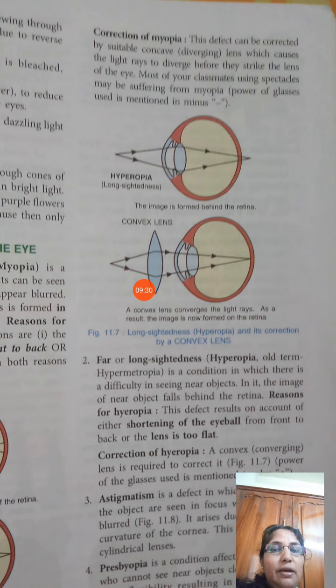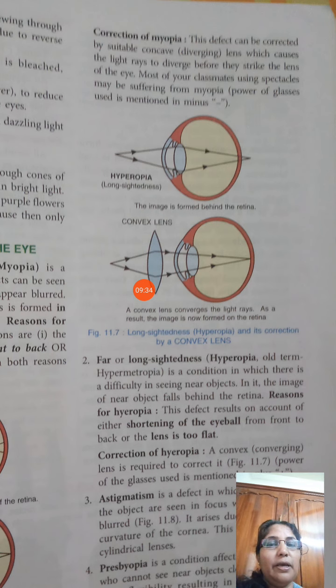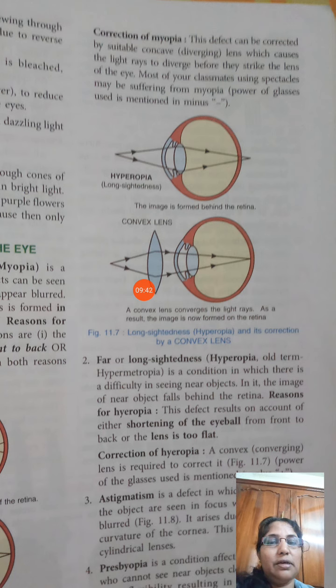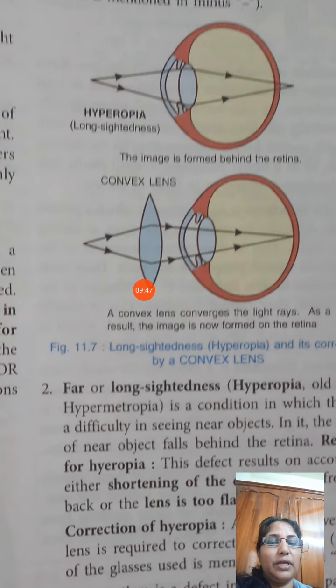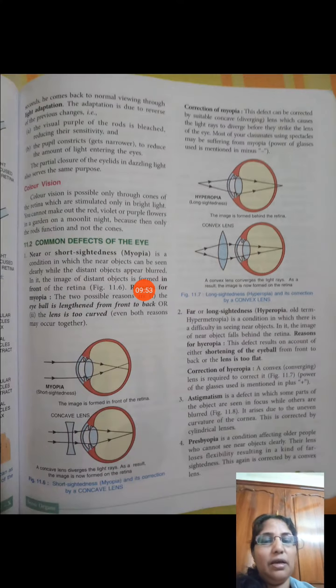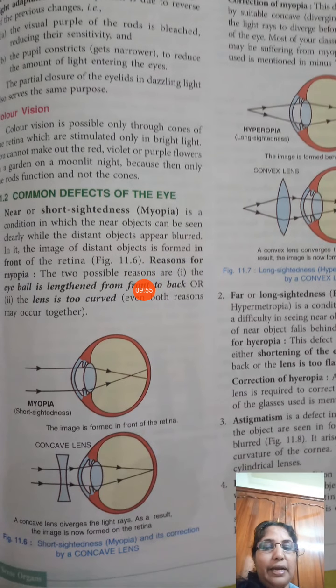Then again, how can we cure it? The lens may be less convex in this case. So instead, by placing a convex lens in front of the eyeball, we can correct the disease in the spectacles.